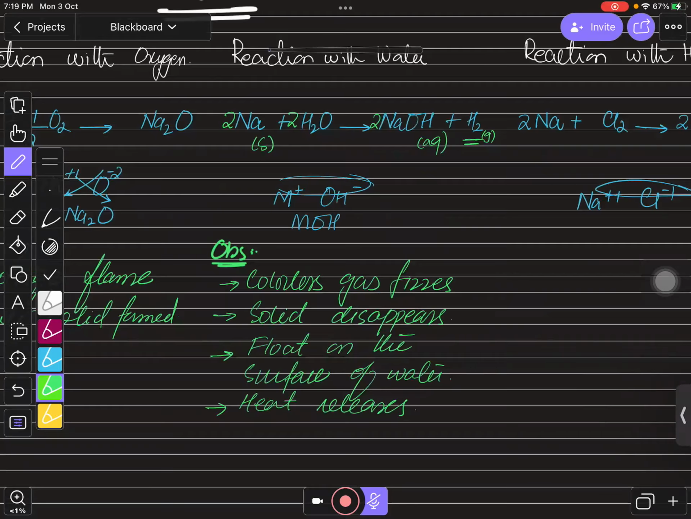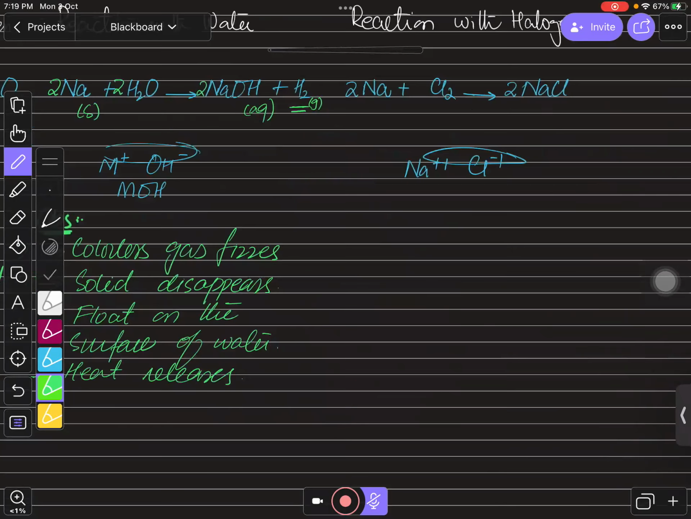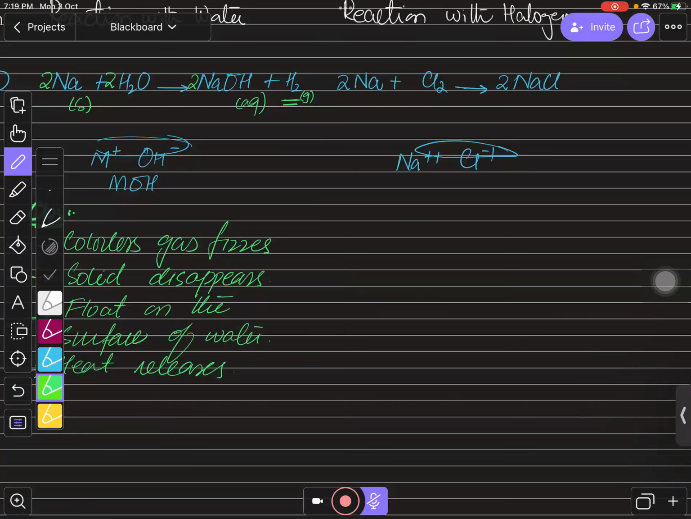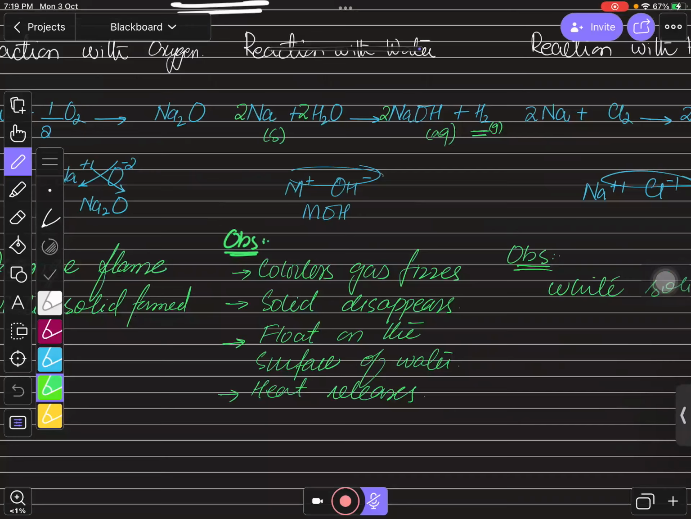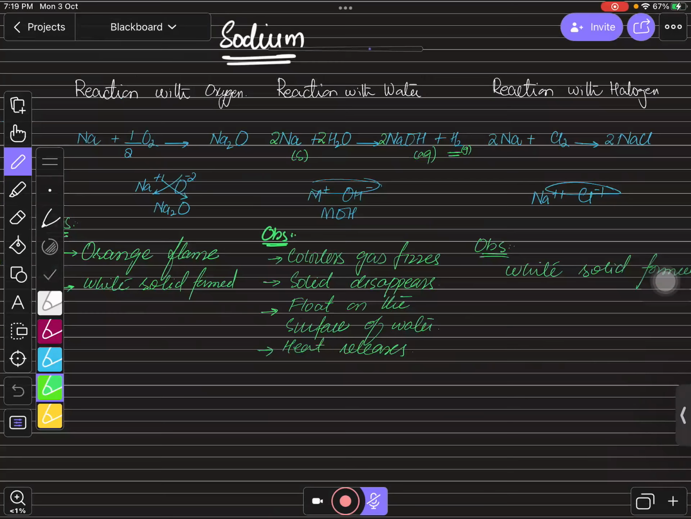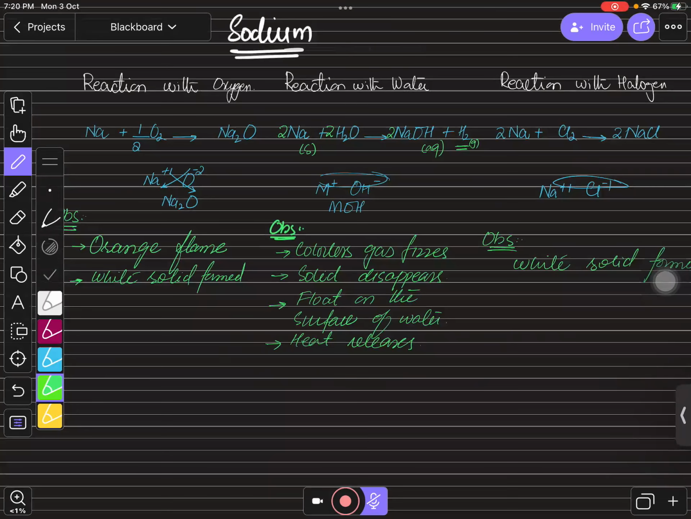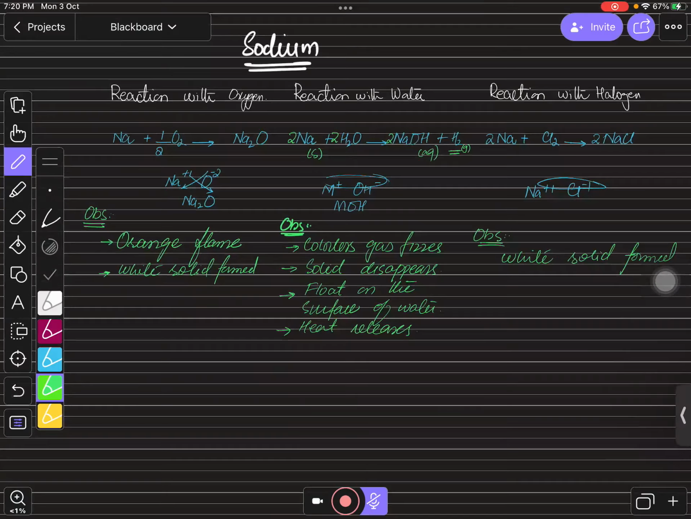Then what about the last one? We know that sodium chloride is a white solid, so you can say that white solid forms. That is the only observation for this reaction, white solid forms, right? So these are the observations of these three reactions. You need to remember these three reactions. Is that right? Yes, sir.